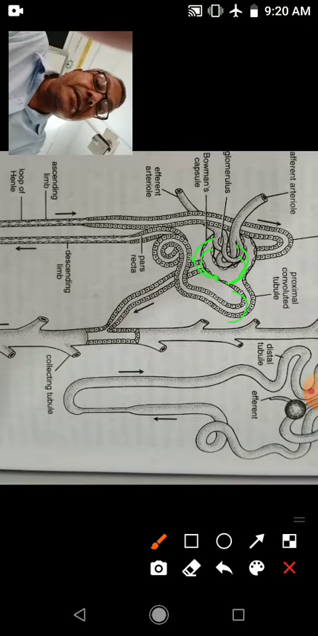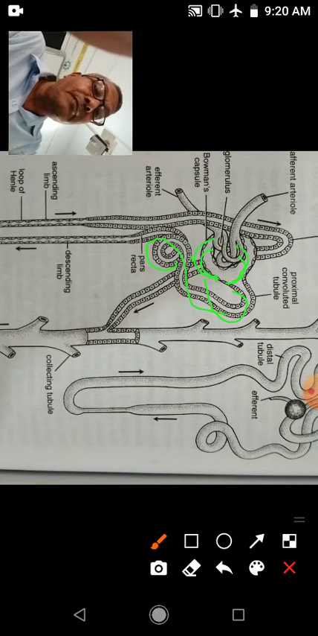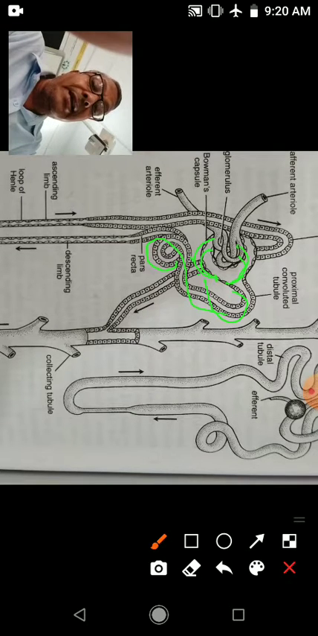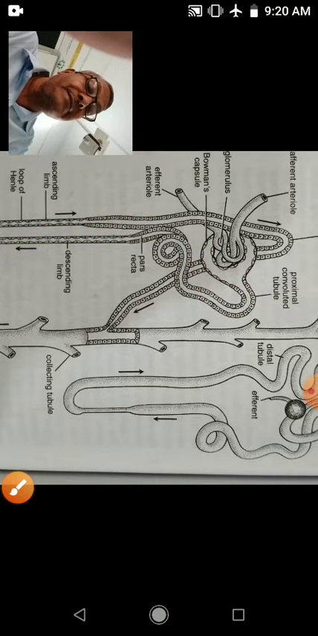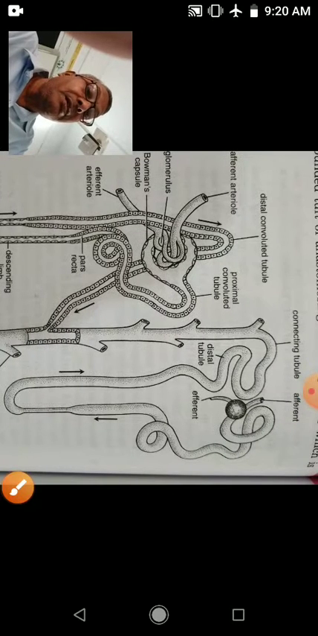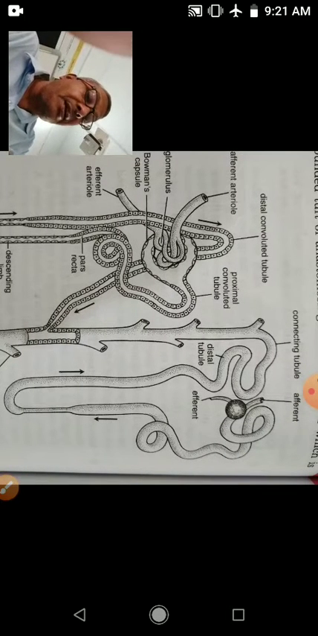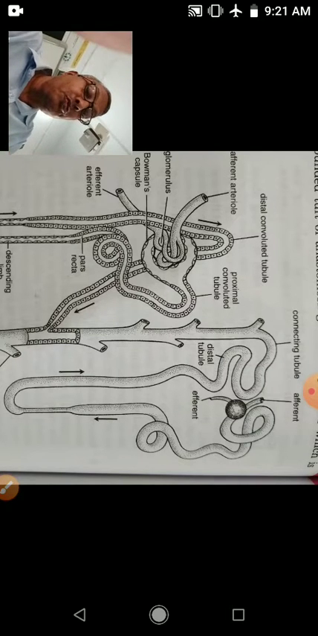Again, this portion is the proximal convoluted tubule. Again, there is the distal convoluted tubule, and in between the proximal and distal convoluted tubule, there is the loop of Henle. This U-shaped tube is the loop of Henle. So this is the structure of the renal tubules.